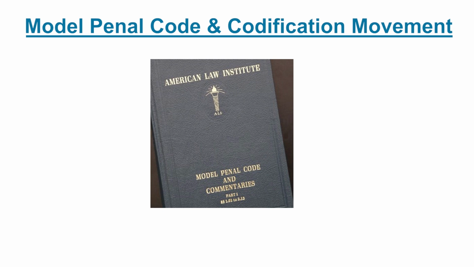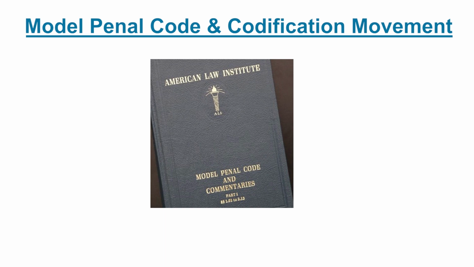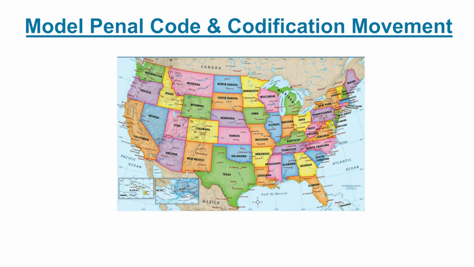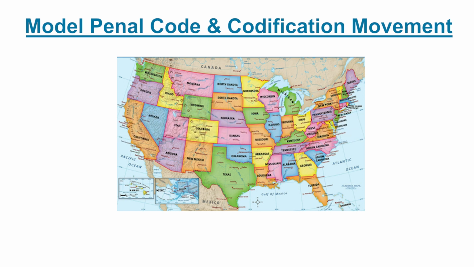Release of that code set off a wave of criminal codification efforts which fundamentally reshaped U.S. criminal law. Although the code isn't the precise law in any jurisdiction, in the 2 decades after the MPC was released, 34 states adopted comprehensive criminal codes based on the MPC's recommendations. And even in the minority of jurisdictions which were never able to adopt a comprehensive code, courts still frequently rely on the Model Penal Code as the basis for resolving criminal policy issues that their legislatures failed to address.